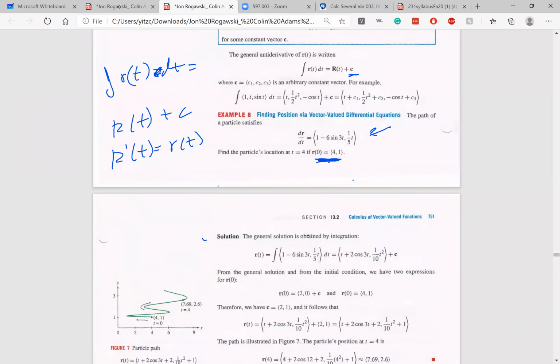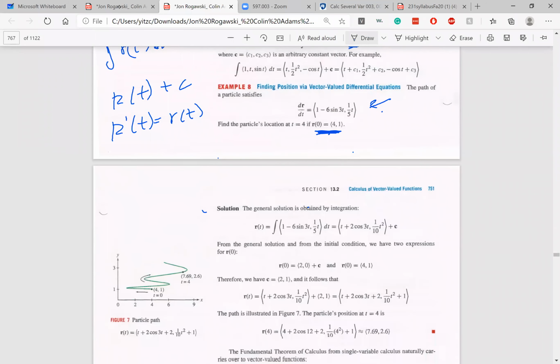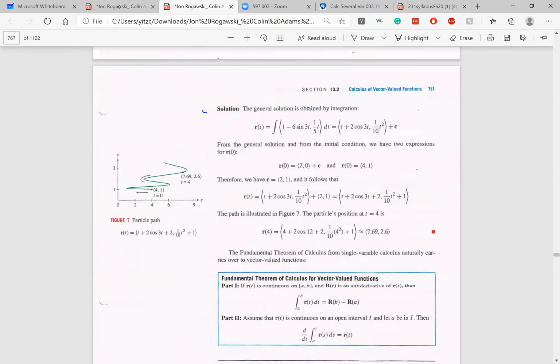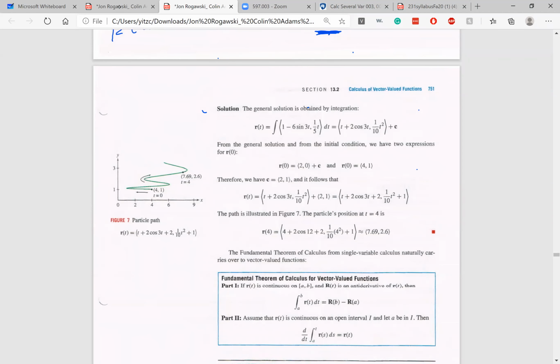Again, quick review. They give us the derivative, they give us the point, and they ask us to find the location of the particle at t equal to 4. So we take the antiderivative, which is t plus 2 cosine of 3t, 1 over 10 t squared, plus 2, 1 from your constants, and r of 4 is equal to that. Perfect. Any questions about this? Is it clear?